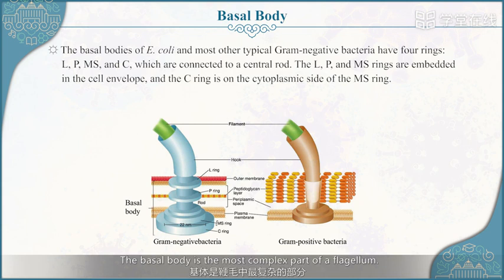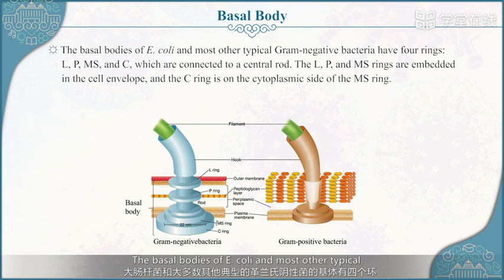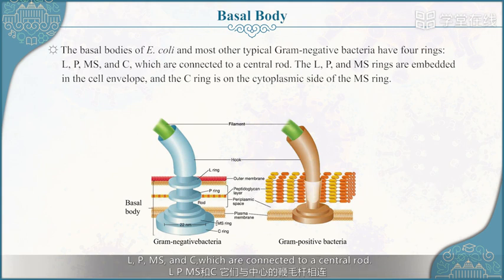The basal body is the most complex part of a flagellum. The basal bodies of E. coli and most other typical gram-negative bacteria have four rings, L, P, MS, and C, which are connected to a central rod.